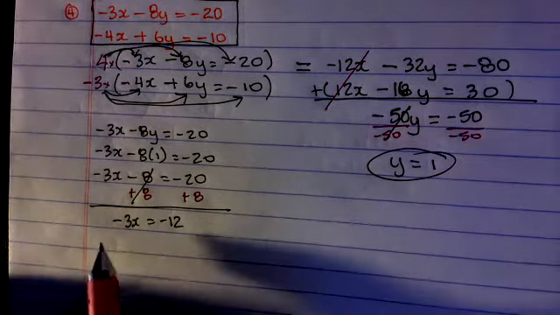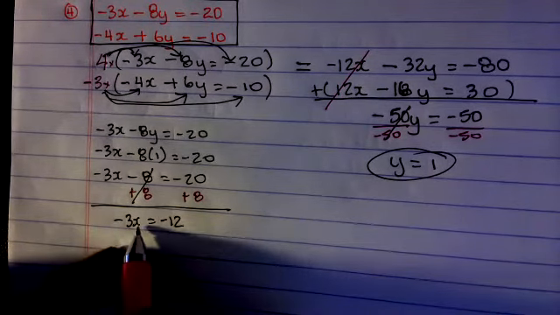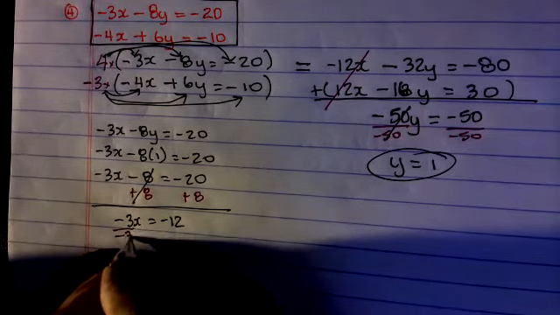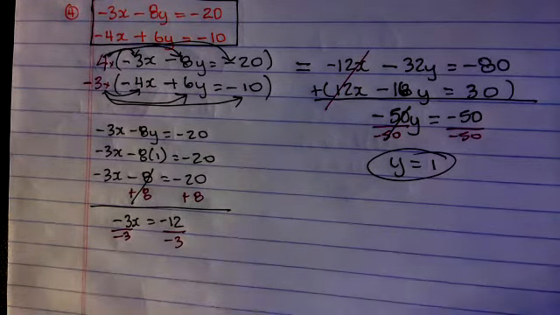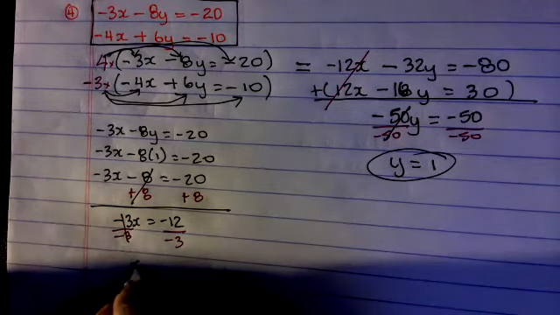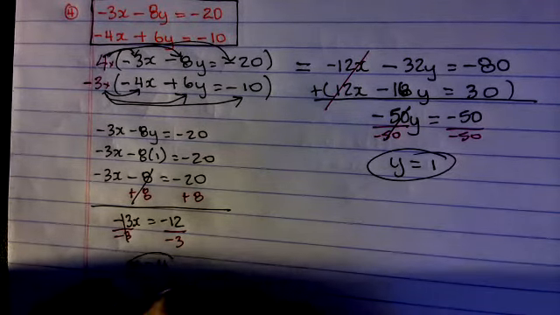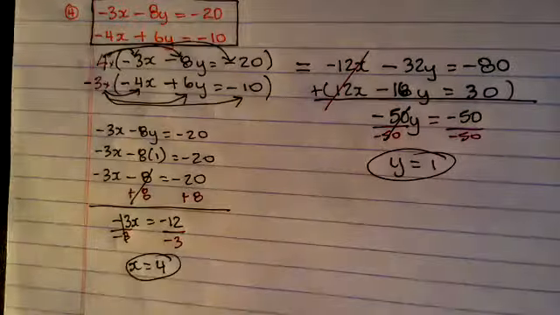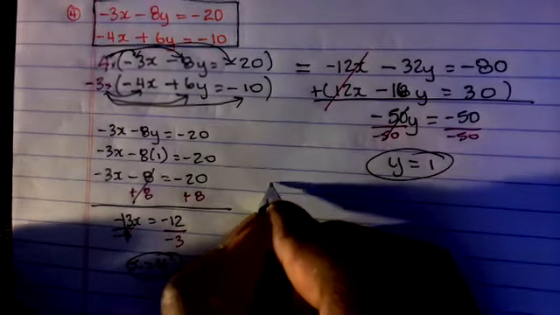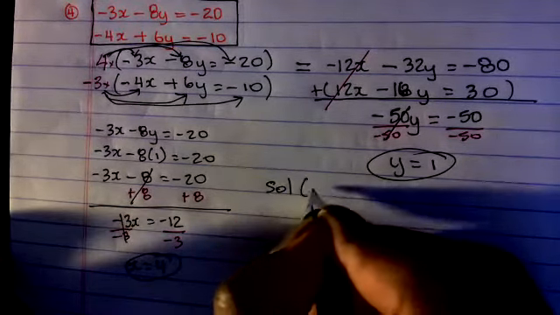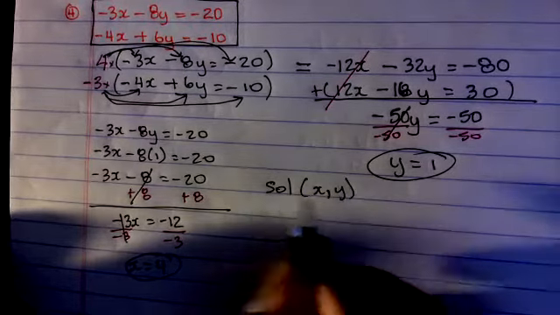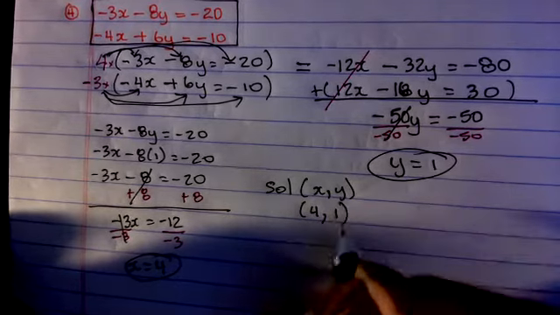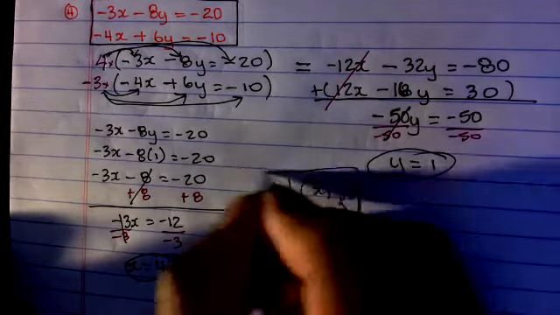Now I've got to get to x. How do I get to x? They have a negative 3x, so they multiplied x by negative 3. I'm going to divide by negative 3 on both sides. When I do that, x is equal to positive 4. So now my solution in terms of x and y: x is 4 and y is positive 1. And this is my solution.